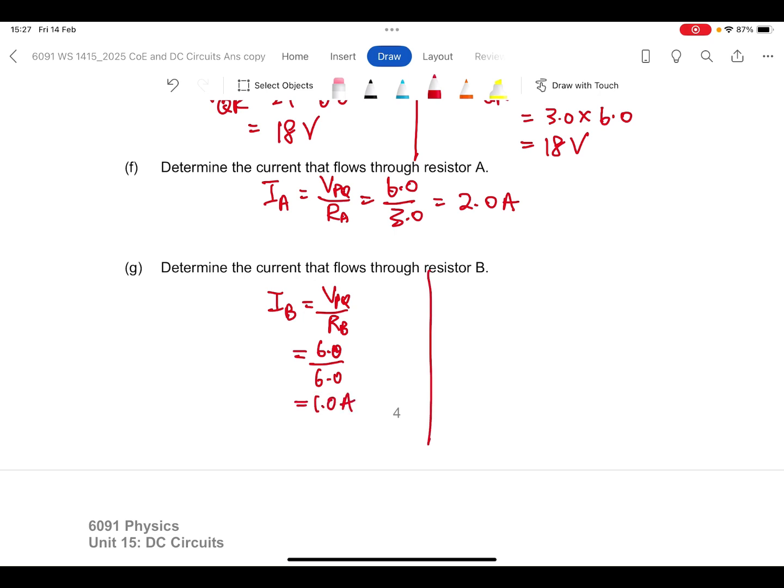Or alternatively, because it's a parallel circuit, for a parallel circuit, I equals I1 plus I2. So IB is equal to the main current I minus the current flowing in the other branch, which is 2 amperes. So 3 minus 2 is 1 ampere. So you should get the same answer. Either way will do. You can check your answer using the other method.